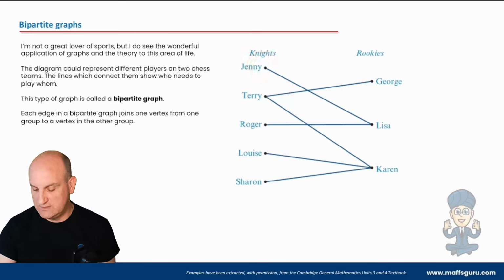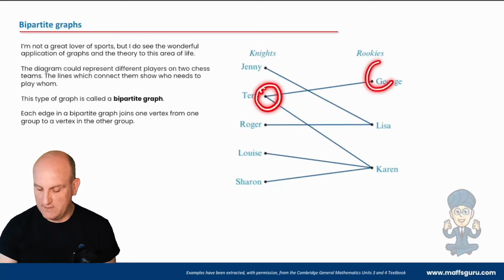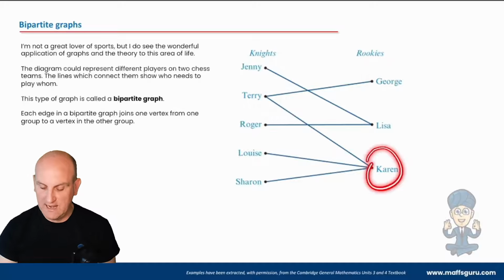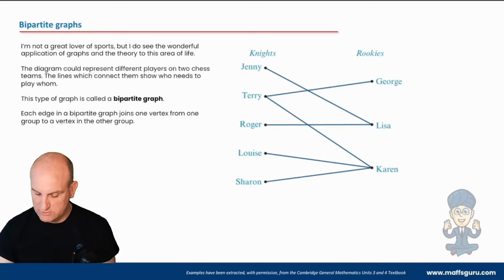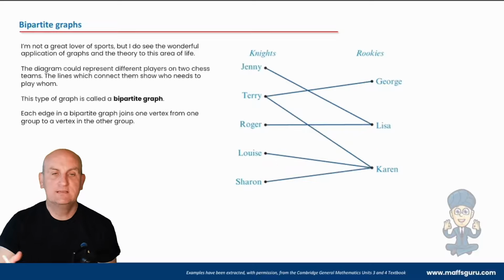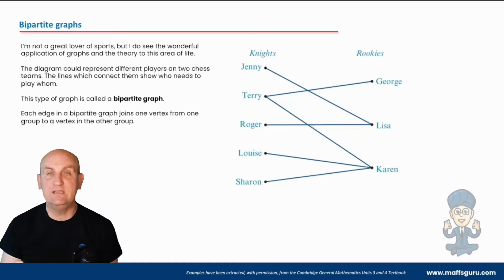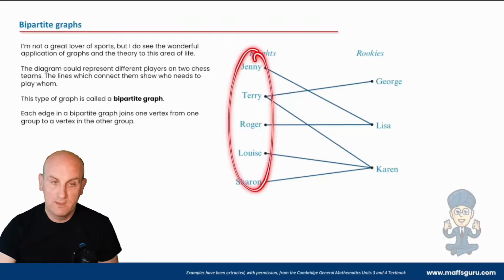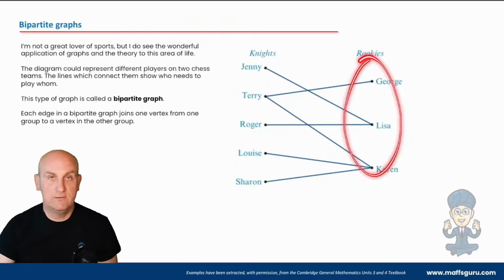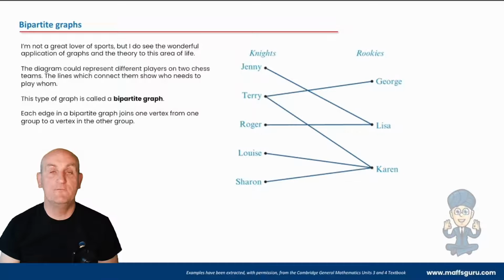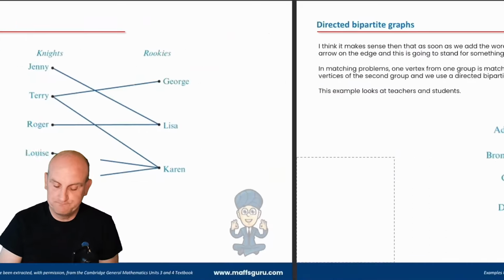So Jenny in this situation is going to play Lisa. Roger is also going to play Lisa. Terry is going to play both George and Karen. And Sharon is going to play Karen. This is a bipartite graph where each edge joins one vertex from one group to another vertex in another group. That is it. Bipartite graph, important to know. Put it in your summary book.